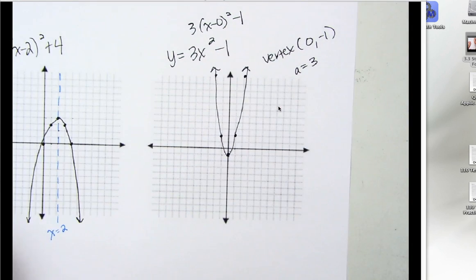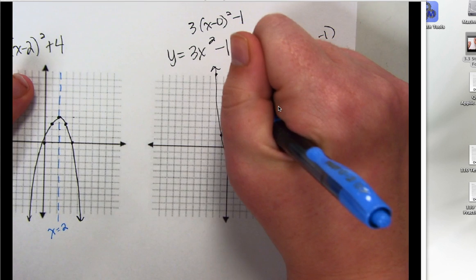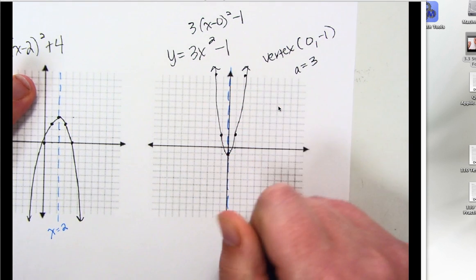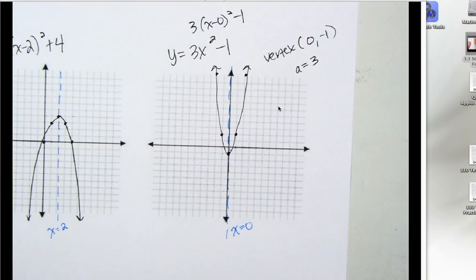All right, and we can plot our axis of symmetry. Our axis of symmetry is the line x equals 0.